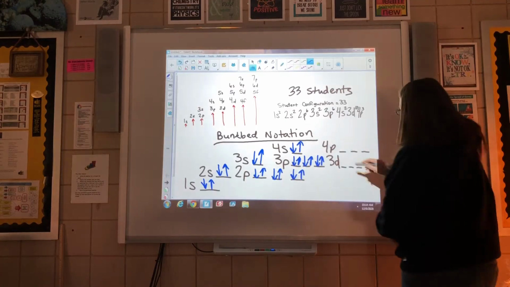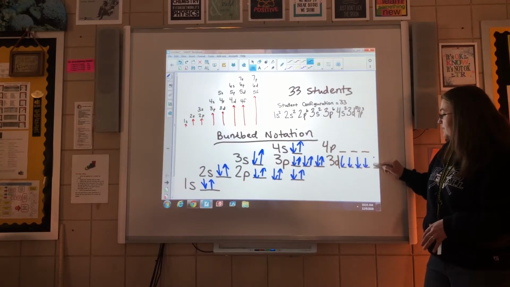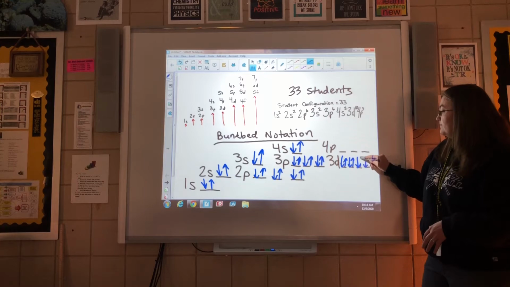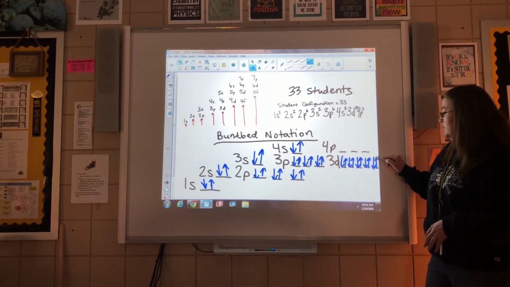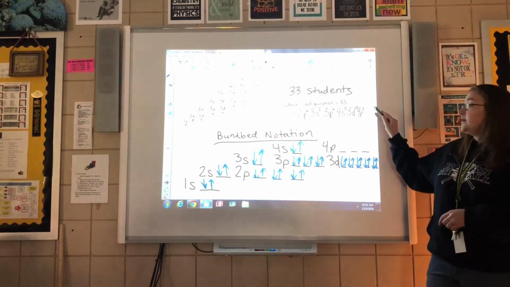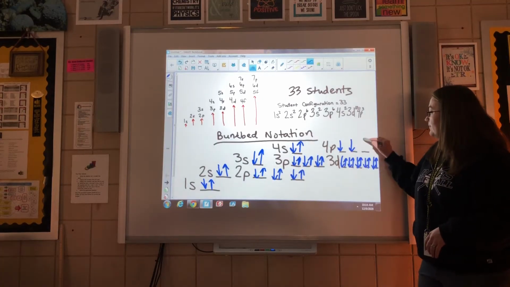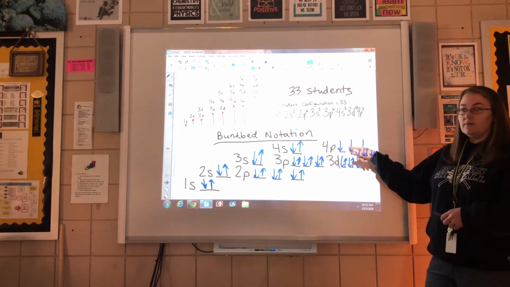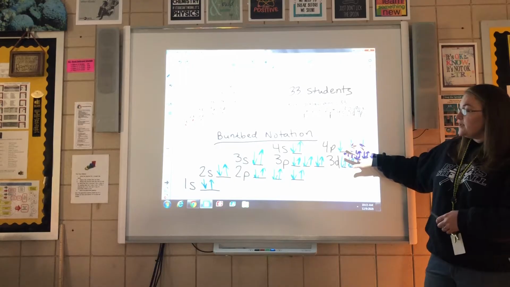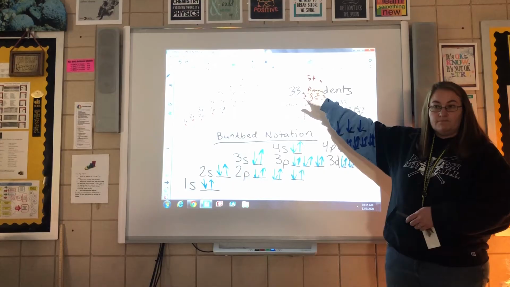Then our dungeon room, you gotta fill them up. Bottom, bottom, bottom, bottom, bottom. And then we're gonna go top, top, top, top, top. Now how many do we have in the party room for the fourth floor? 3. We only have 3. We gotta fill up bottom first. So we're gonna go bottom, bottom, bottom. Do I need to put the top, top, top? No. No, I don't, okay? That's my bunk bed notation if I have 33 students, okay?